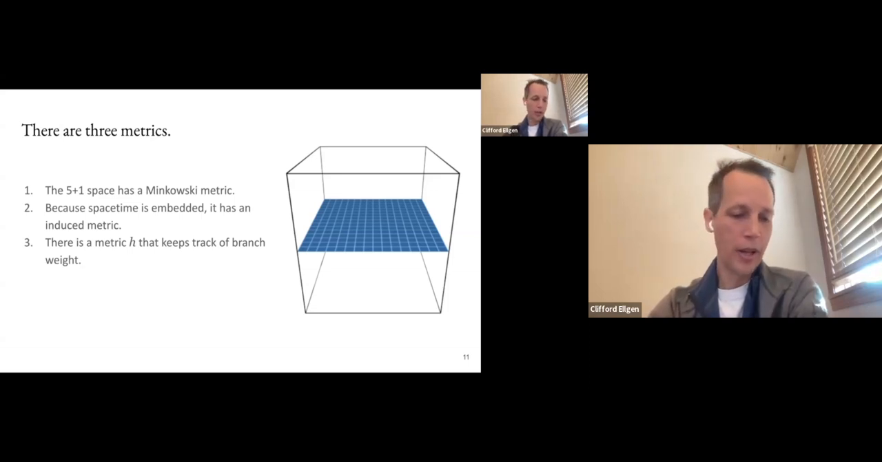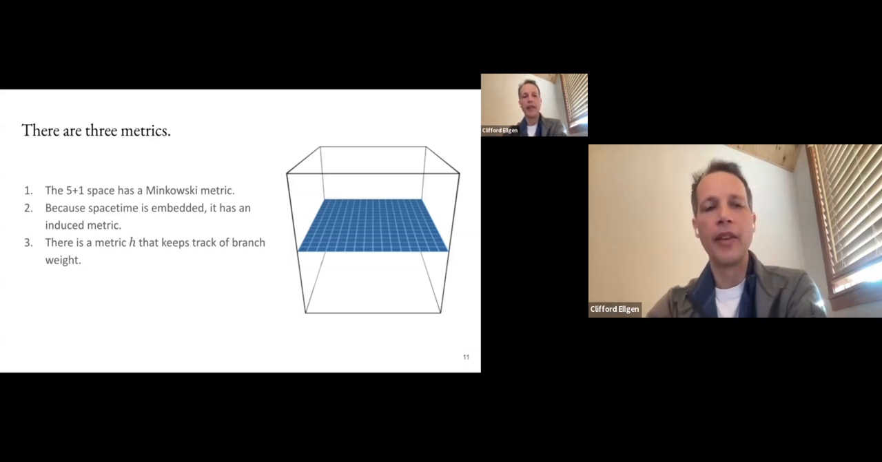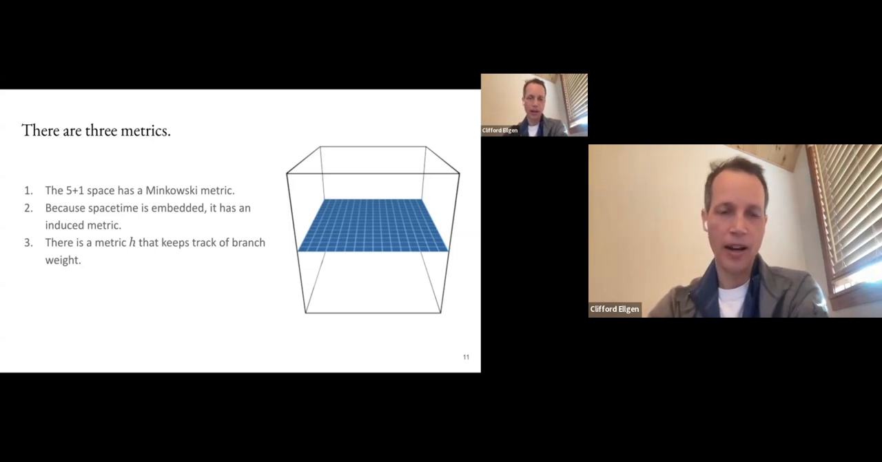Despite the fact that the globe is 2-dimensional and the room is 3-dimensional, by being embedded in this larger space, there's an induced metric on this 2-dimensional manifold. And by being embedded in this larger space, space-time has a metric that is induced on it. And so we can say that's the second metric. And then there is yet this third metric, H. And the purpose of H is to keep track of the branch weight. And H doesn't really have an analog in the standard model.